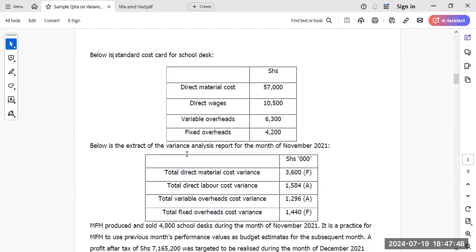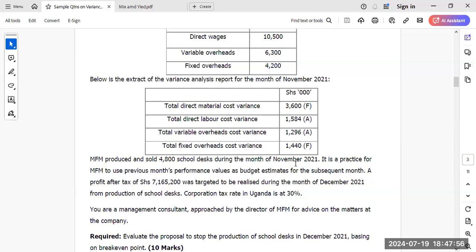Below is the extract of the variance analysis report for the month of November 2021. So you have a variance analysis report. They have already prepared the variances for you. You have the total direct material cost variance, and it is indicating that this is favorable. Then total direct labor cost, this is adverse. Then total variable overhead cost, this is also adverse. Then you have total fixed overhead cost variance, and this is favorable.